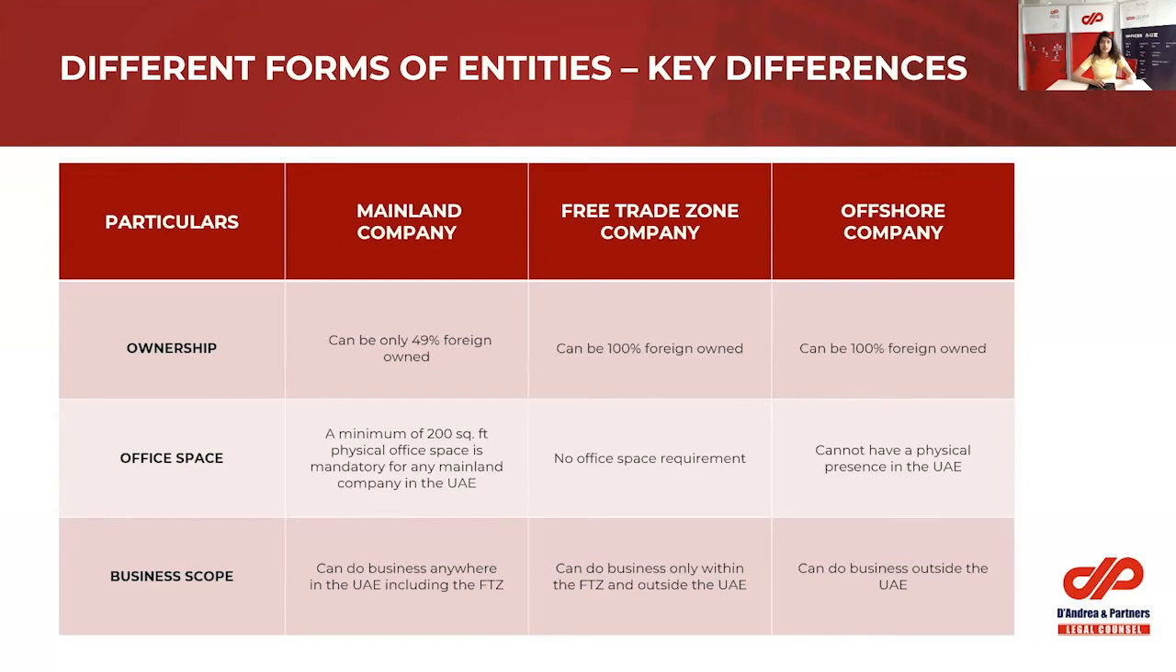The first thing that I would be talking about is ownership. A mainland company can only be 49% foreign owned. A free trade zone company can be 100% foreign owned. An offshore company can be 100% foreign owned. Now, when it comes to office space, a mainland company must procure office space in the UAE, which has to be a minimum of 200 square feet of physical office space.